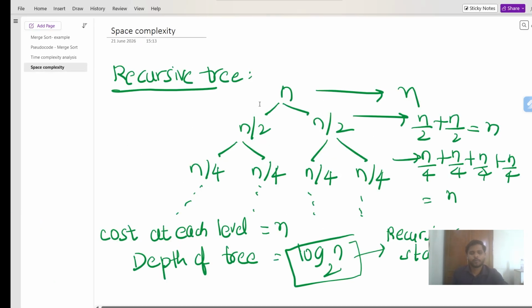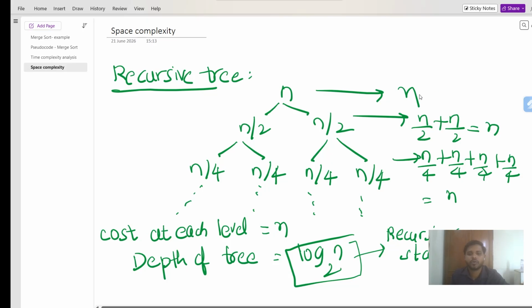Whenever the program is a recursive program, it's always best to draw a recursive tree. If you draw a recursive tree, finding the space complexity will become much easier. If you see there are n elements, what is merge sort doing every time? It is going to divide into n by 2, n by 2. And at each level it is again going to divide into n by 2, n by 2, and so on. If you calculate the cost at each level, what will happen?